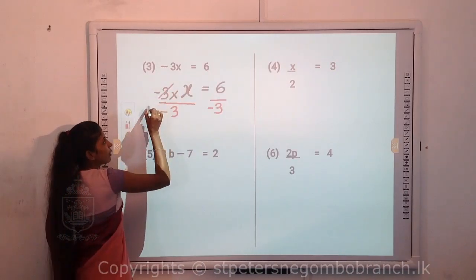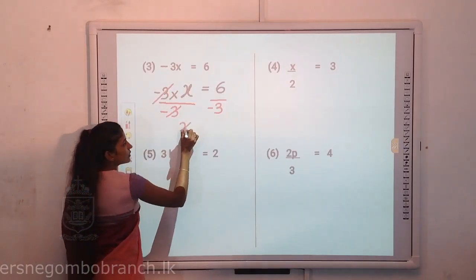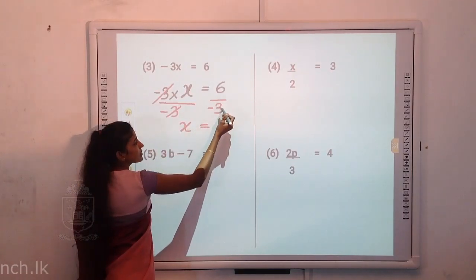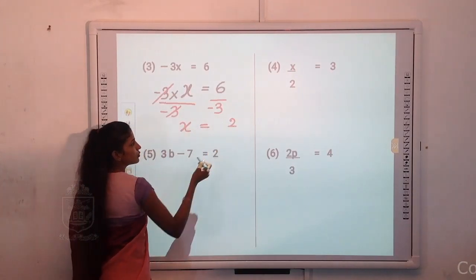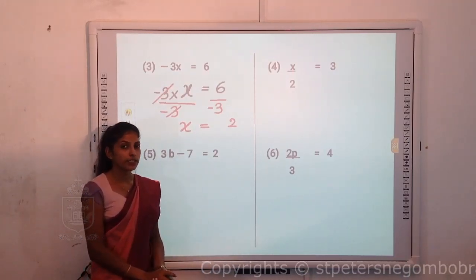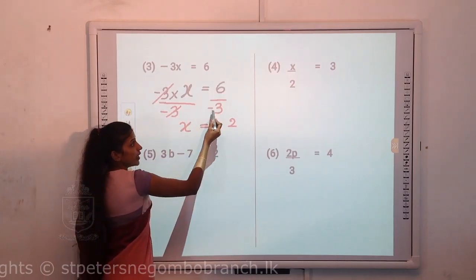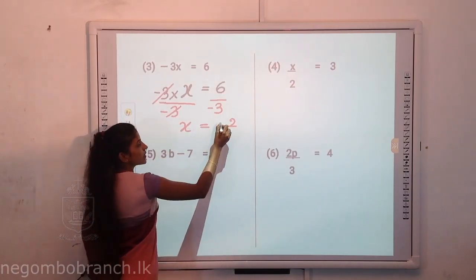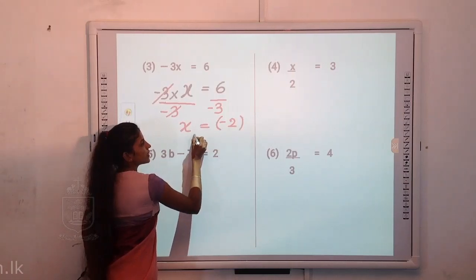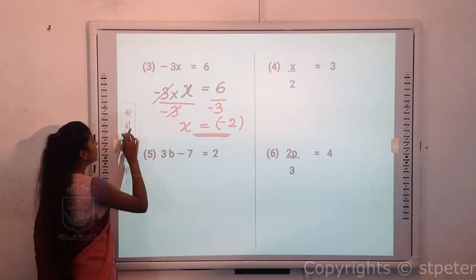So what will happen? Minus 3 and minus 3 cancel. X will remain on the left hand side. 6 divided by 3, the answer is 2. Now I hope you can remember the rules of directed numbers which you learnt in grade 7 and 8. Plus divided by minus, the answer is minus. X equals minus 2. Okay, another example.